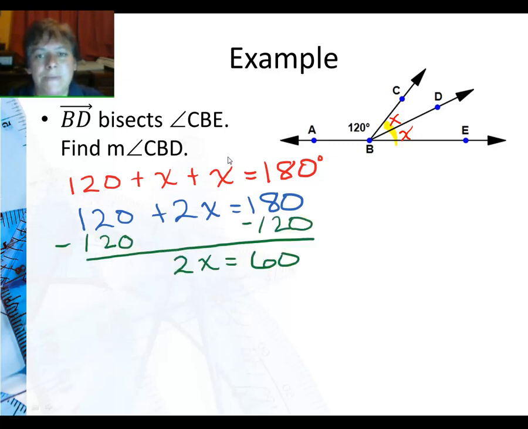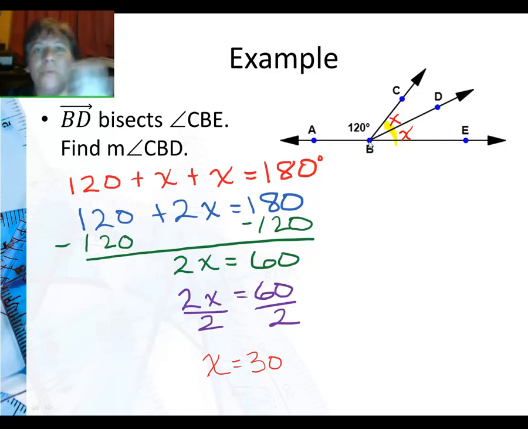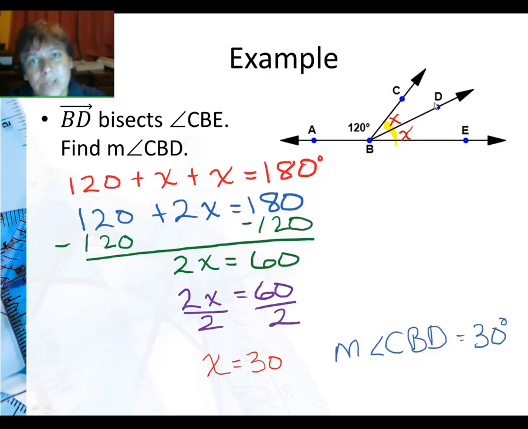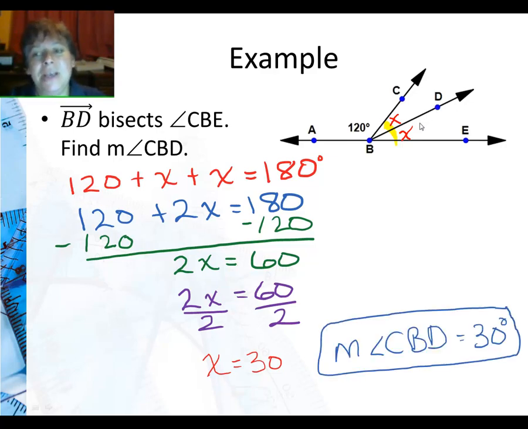Subtract 120 from both sides. I get 2x equals 60. Then I divide both sides by 2 because I want just 1x, not 2x. And that gives me x is 30. I'm trying to look for the measure. No, don't stop when you get x. Always make sure you're looking for the right thing. And what I'm looking for is the measure CBD, which does happen to be x. So my answer is 30 degrees.